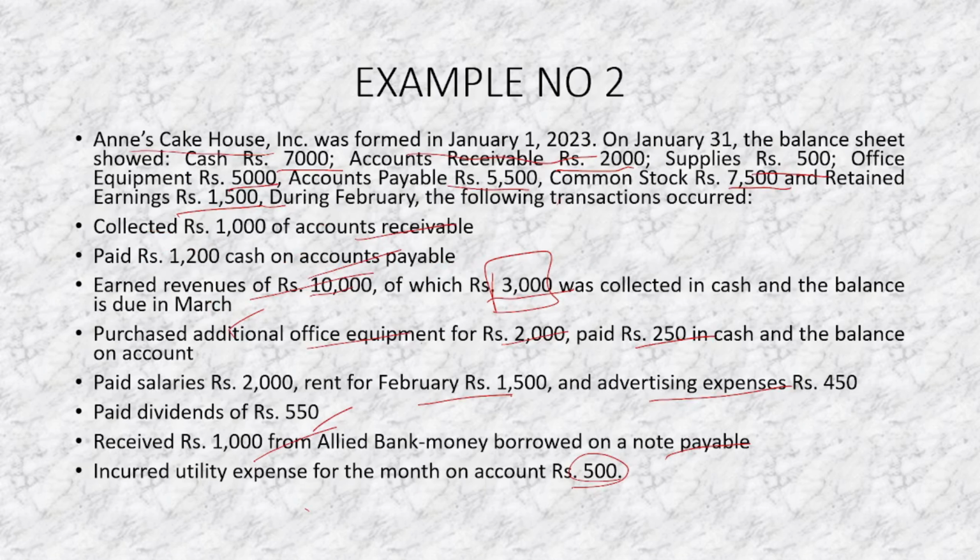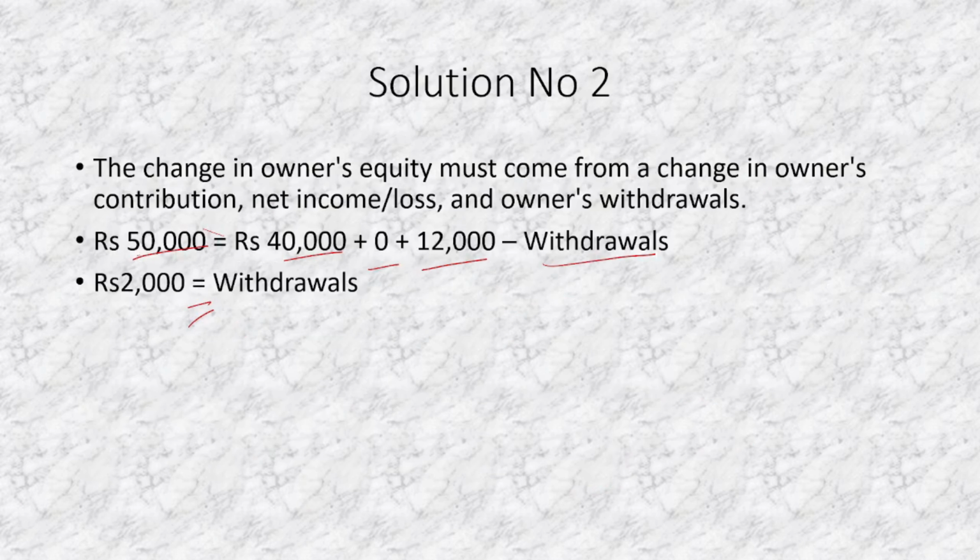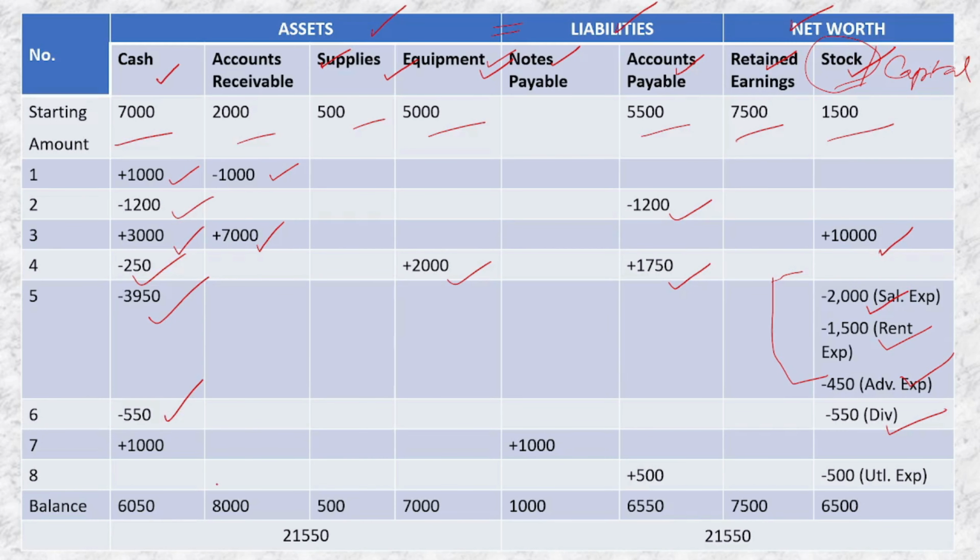Okay, now next, received 1,000 from Allied Bank, money borrowed on notes payable. So, money is being borrowed, so money is coming in, so 1,000 rupees plus and 1,000 rupees plus in notes payable because it's coming from the bank as notes payable because you have to pay it back once again to them.